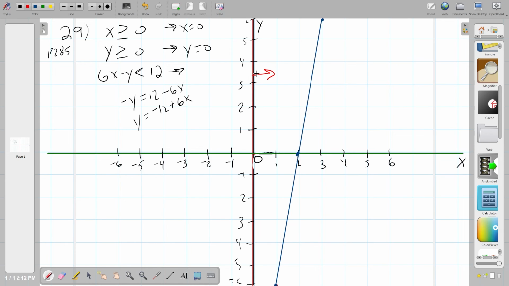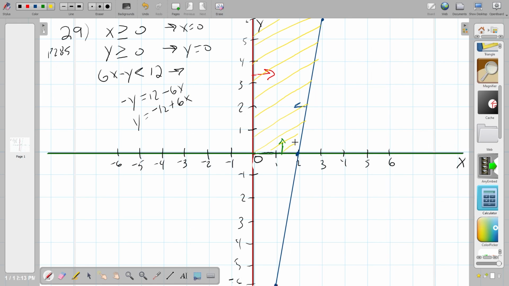Y is greater than or equal to 0. So go to our green. So it's got to be up here. And 6x minus y is less than 12. Less than. So that's going to be over here. So it's actually going to be, and I'll use yellow against my own better judgment, this part right there.